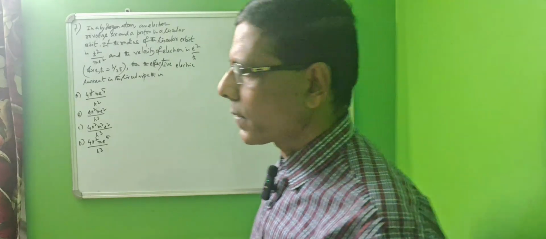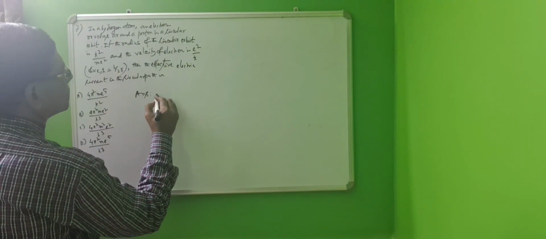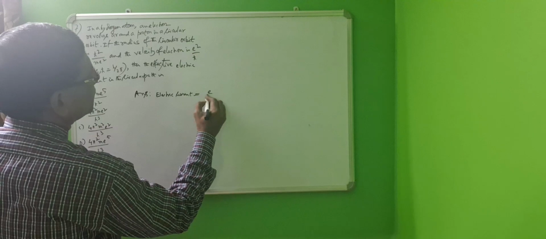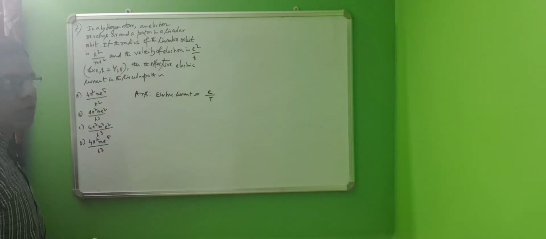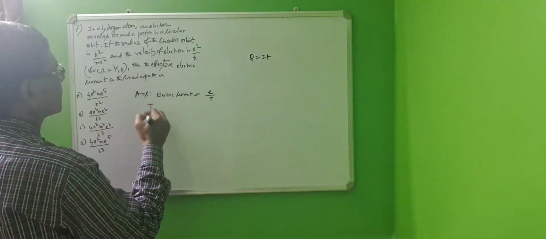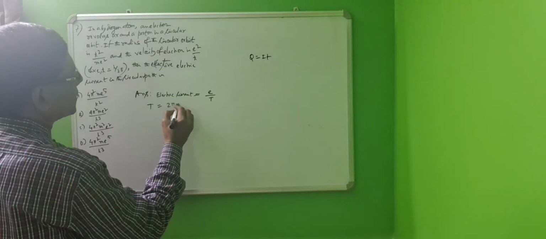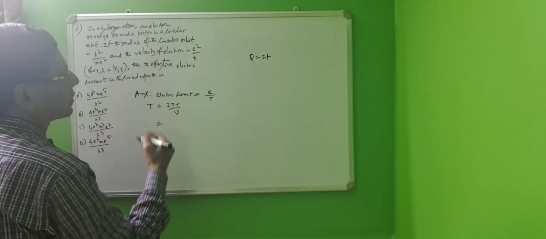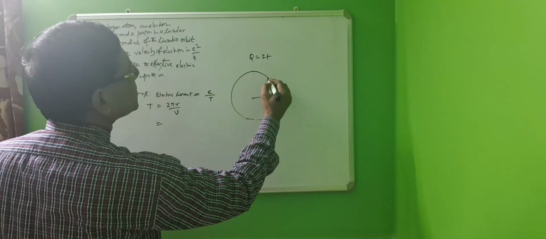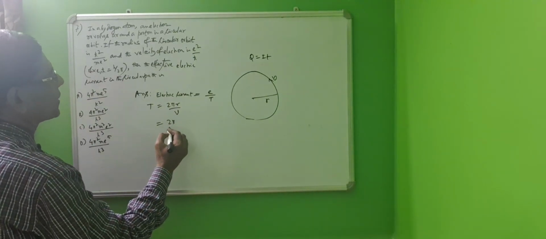electric current equals to E upon T, because you know Q equals to IT, where T is the time period of revolution, equals to twice pi r upon V. Suppose this is r, suppose this is V, so twice pi r upon V is the T.